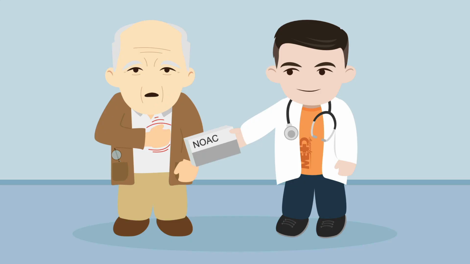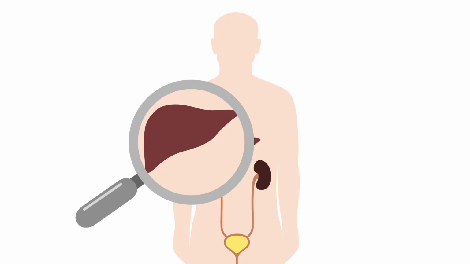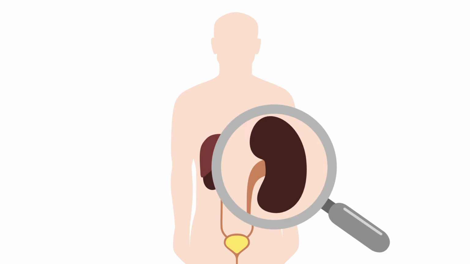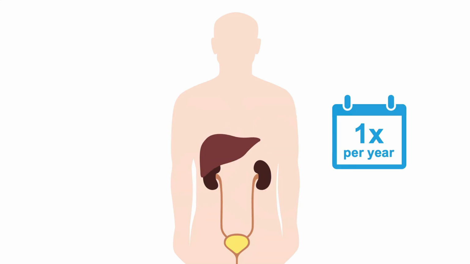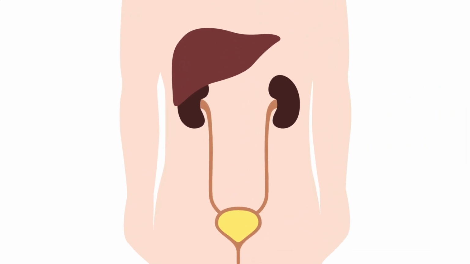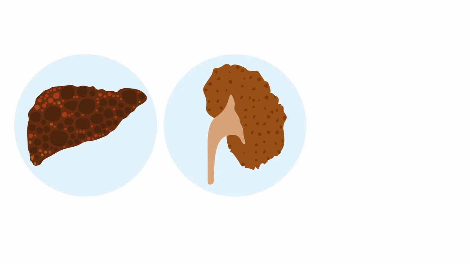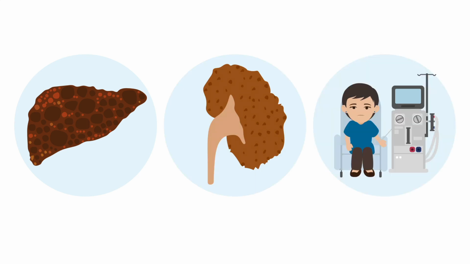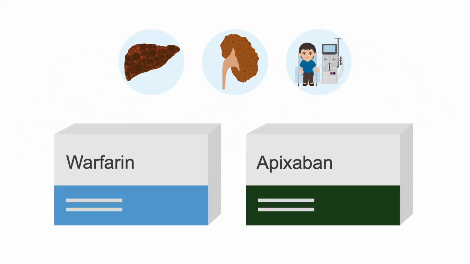If you're considering a NOAC for a patient, you should first evaluate the patient's liver and kidney function. This should be reevaluated at least once a year as long as the patient is on a NOAC. These compounds are metabolized in the liver and excreted by the kidneys to varying degrees, so it is important to monitor both liver and kidney health to ensure effectiveness and to avoid adverse effects. For patients with severe liver disease, end-stage kidney disease, or those on dialysis, your best options are warfarin or apixaban.